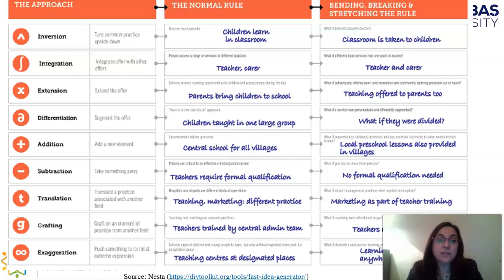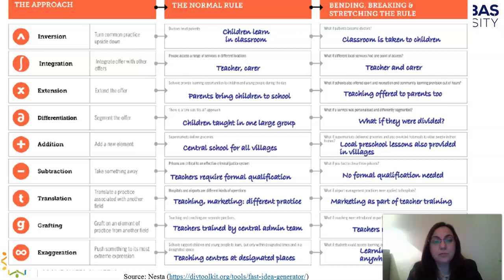In the translation approach, teaching and marketing are different practices by the normal rule. But when you bend this rule, you can come up with the idea marketing can be part of the teacher training as well. So they can do marketing too.